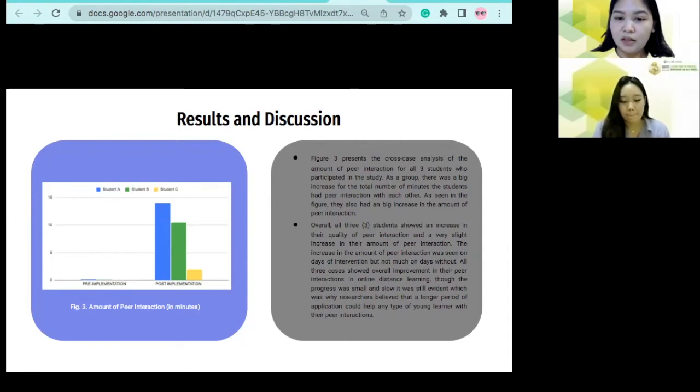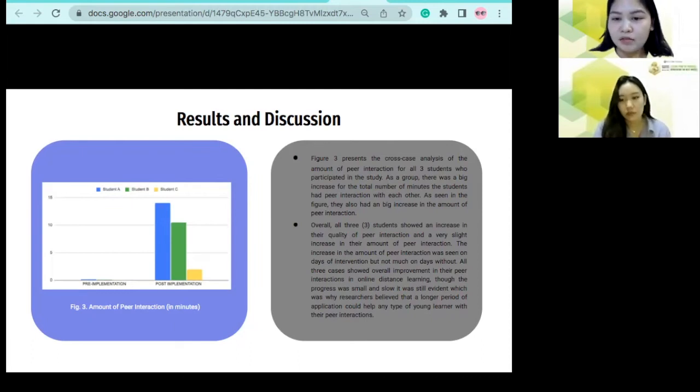All 3 cases showed overall improvement in their peer interactions in online distance learning. Though the progress was small and slow, it was still evident, which was why researchers believe that a longer period of application could help any type of young learner with their peer interactions.